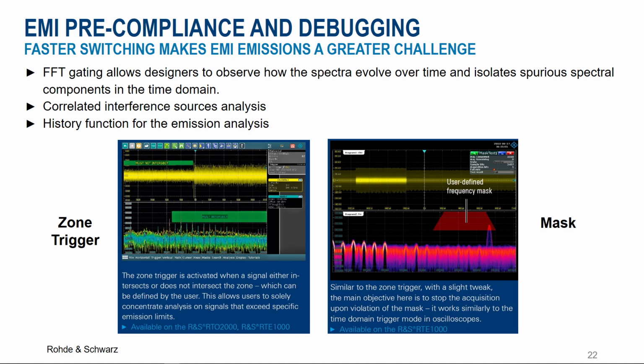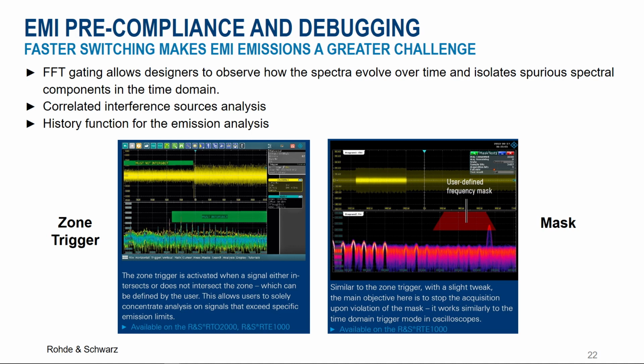Another thing is correlated interface sources analysis. Embedded RF designs require complex test setups in order to examine their behavior, which is why an oscilloscope with time-correlated measurement across multiple domains is an invaluable tool.